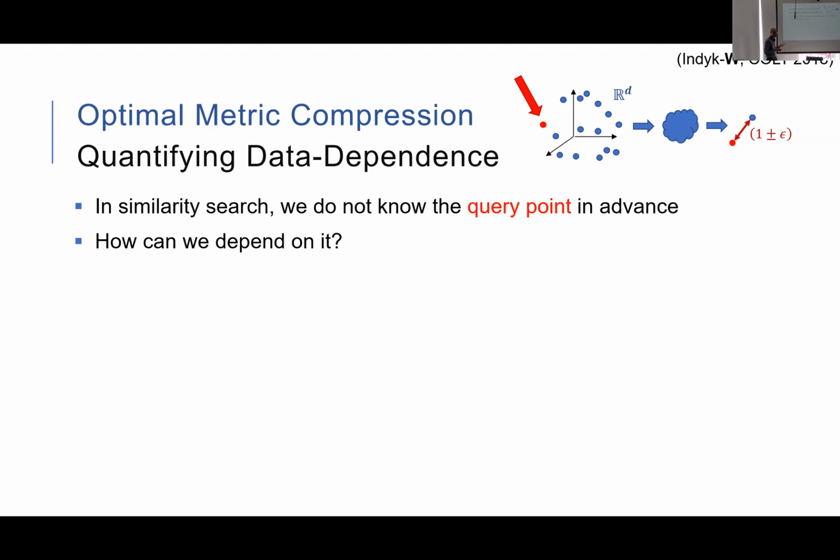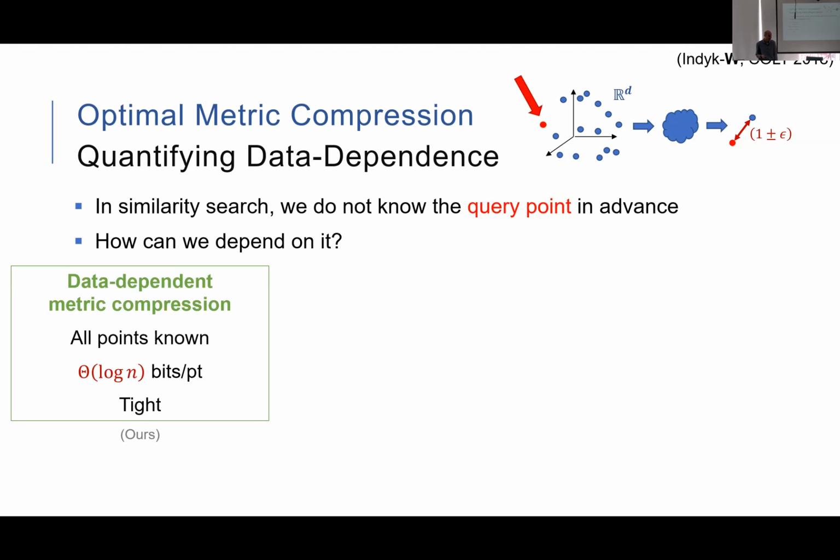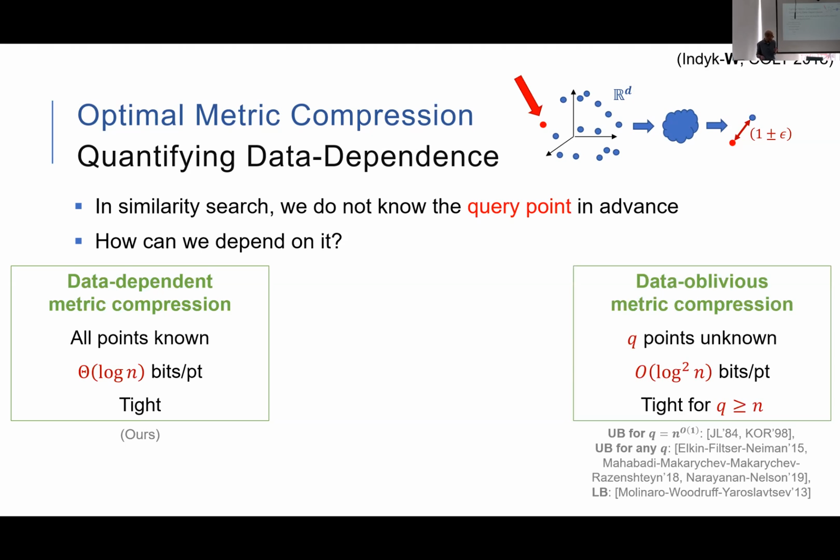So how can I do it? How can I depend on data that I haven't seen yet? The answer is, of course, that I cannot. So let me draw the picture here. This is the result I already mentioned. If I know all of the points in advance, I can do this with log n bits per point. This is tight. If I don't know the points, I can use data oblivious compression. And here, the compression bound is degraded. It's log squared n bits, but it can handle any number of query points that you throw at it.